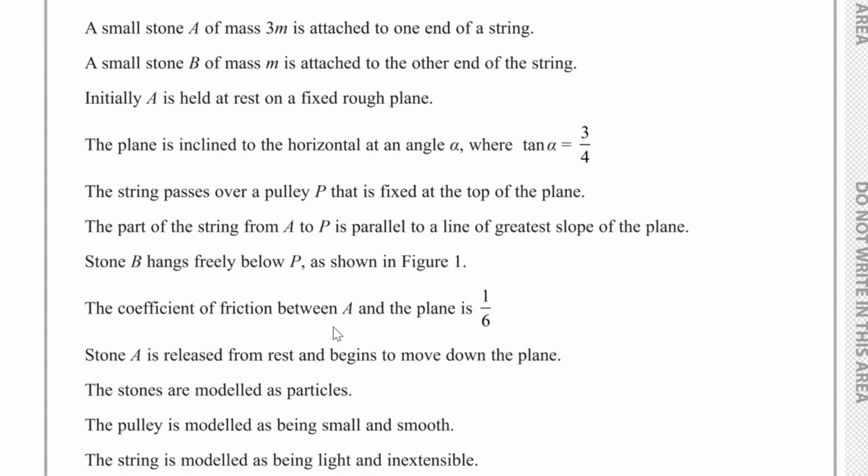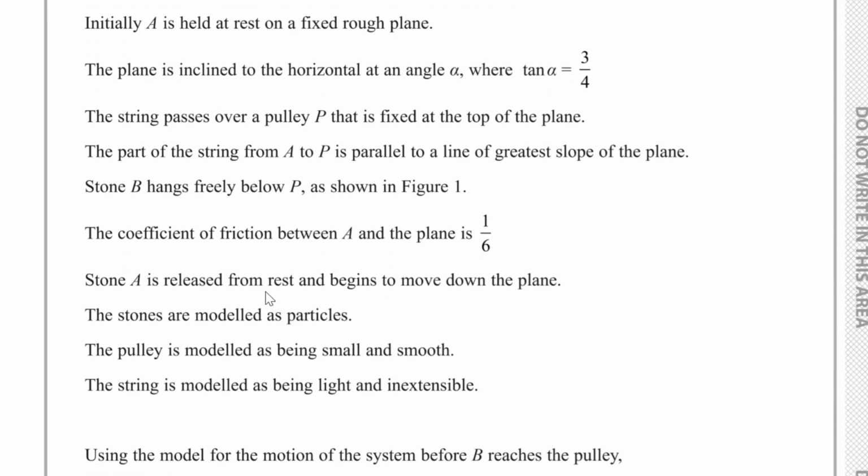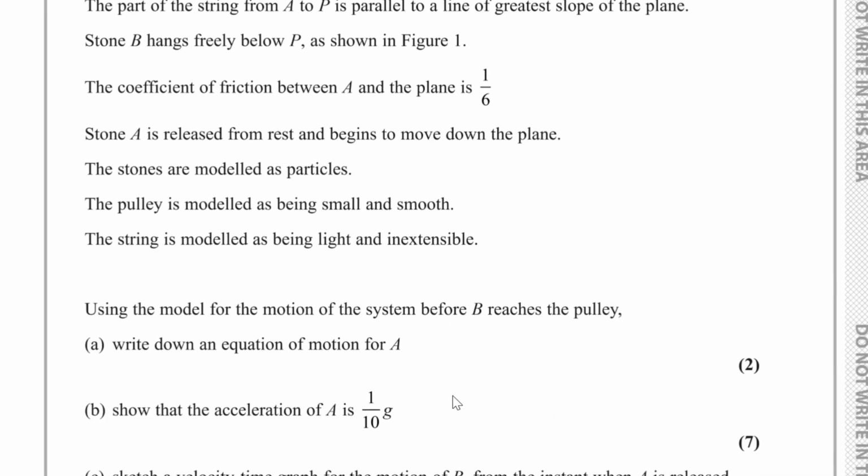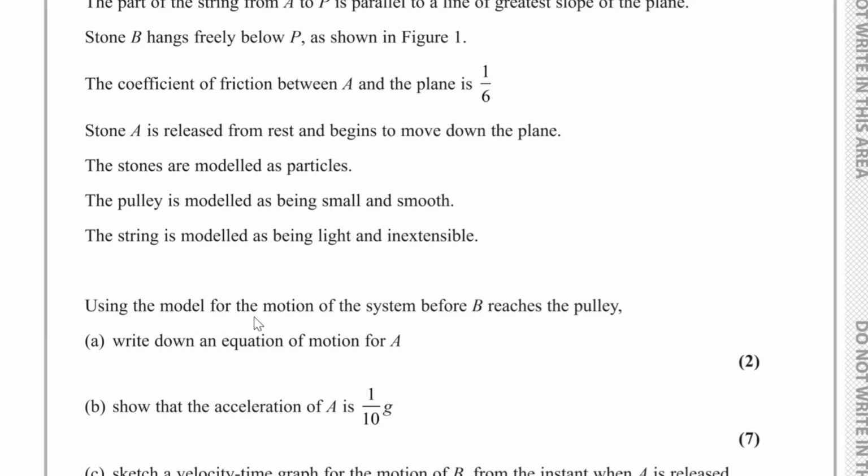The coefficient of friction between A and the plane is a 6th. Stone A is released from rest and begins to move down the plane. The stones are modelled as particles. The pulley is modelled as being small and smooth. The string is modelled as being light and inextensible. Using the model for the motion of the system before B reaches the pulley, for part A, we have to write down an equation of motion for A.